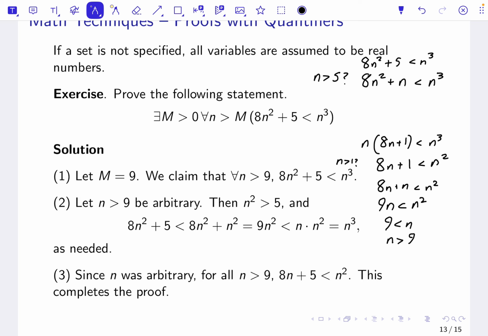So instead of saying suppose that n is greater than 9 and also n is greater than 5 and also n is greater than 1, we just use the simplest value that covers all of the properties that we guessed earlier. n is greater than 9. So with this in mind, we just set m to be equal to 9 and go forward with the formal proof.